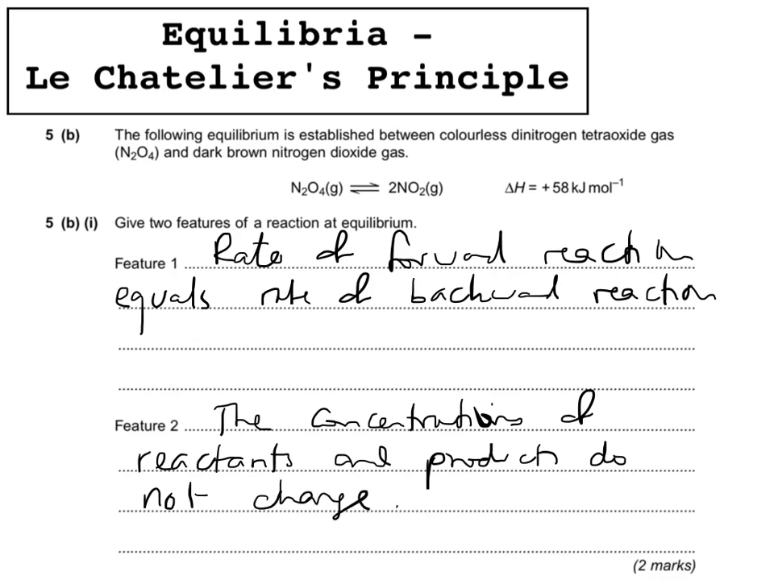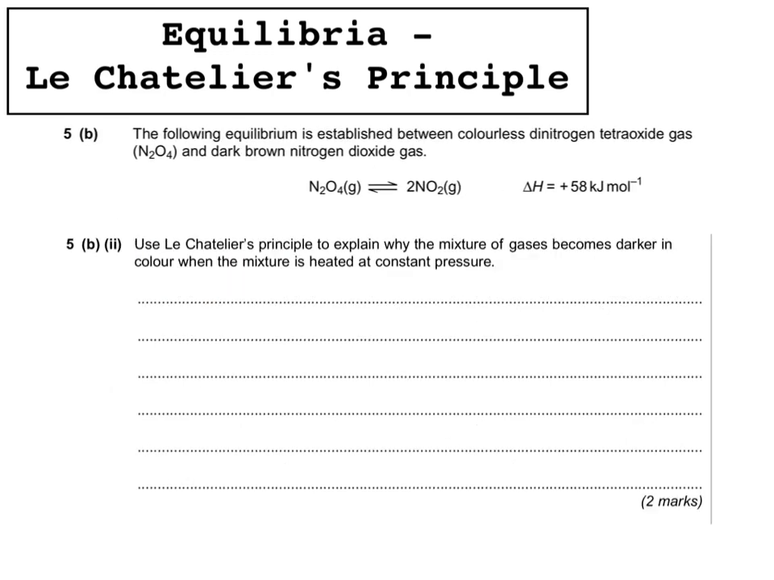So as I said, this can either be asked as a define a dynamic equilibrium question, which would be worth 2 marks, one for each of those 2 points, or to give two features of a reaction at equilibrium. What's more important though is that you can answer questions where they ask you how changing the conditions affects the equilibrium, and it's a very structured approach you need to take to answering these questions.